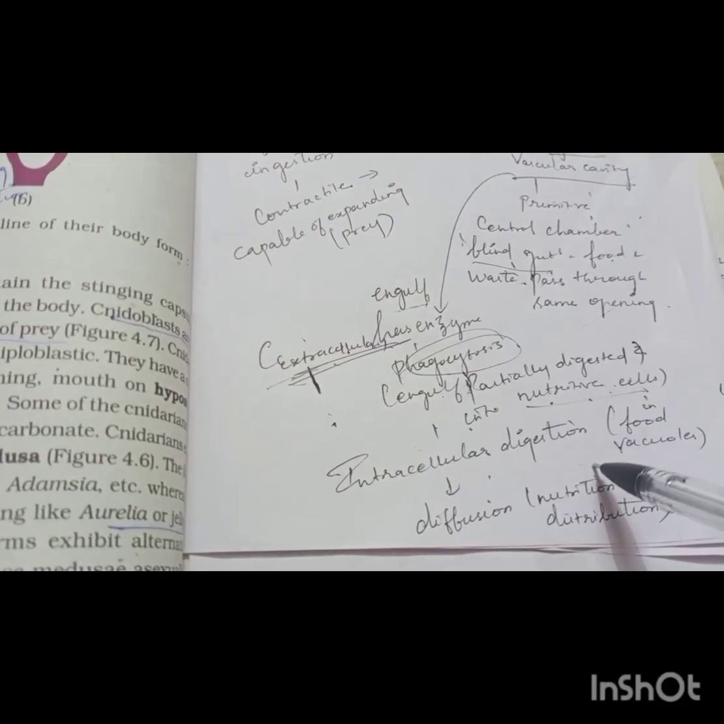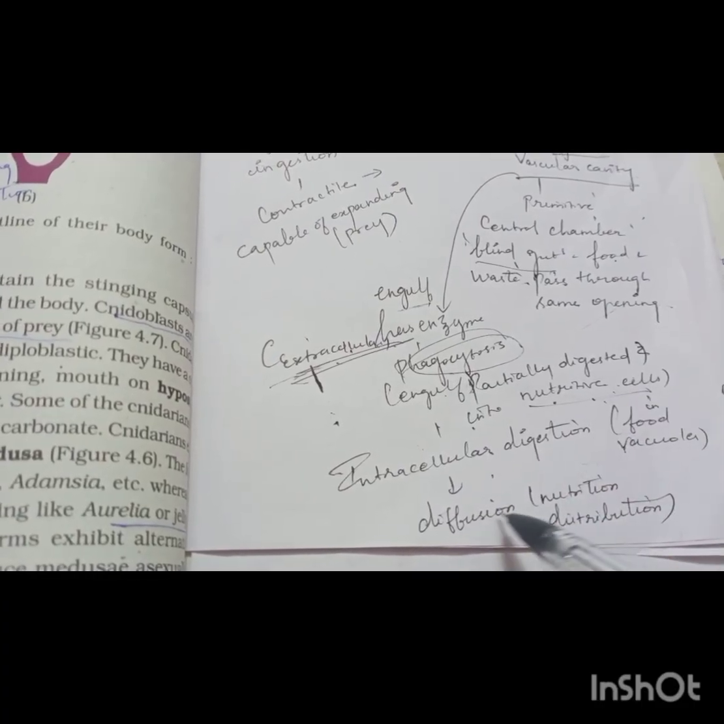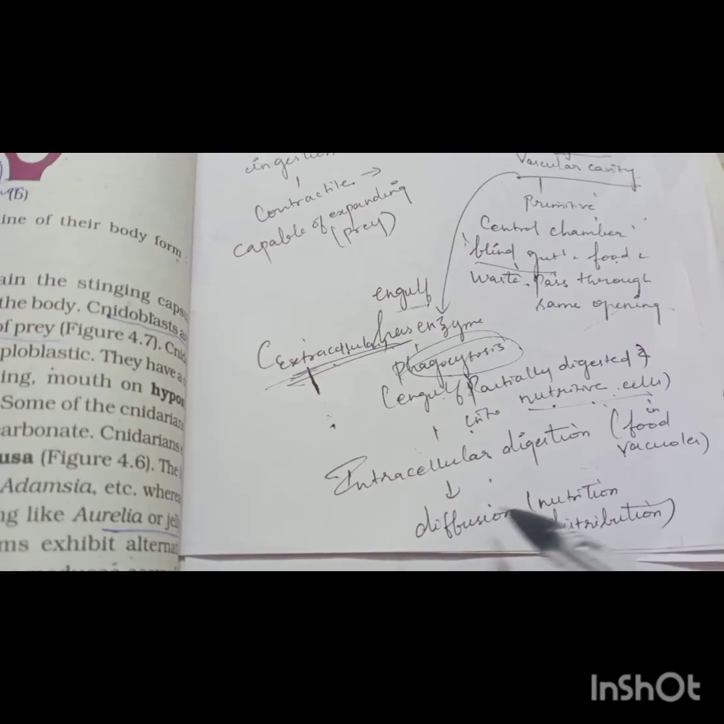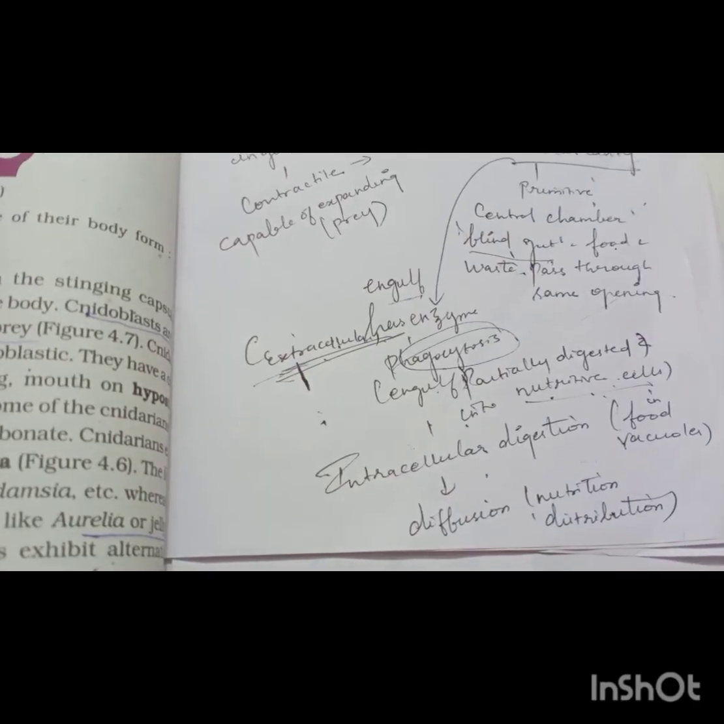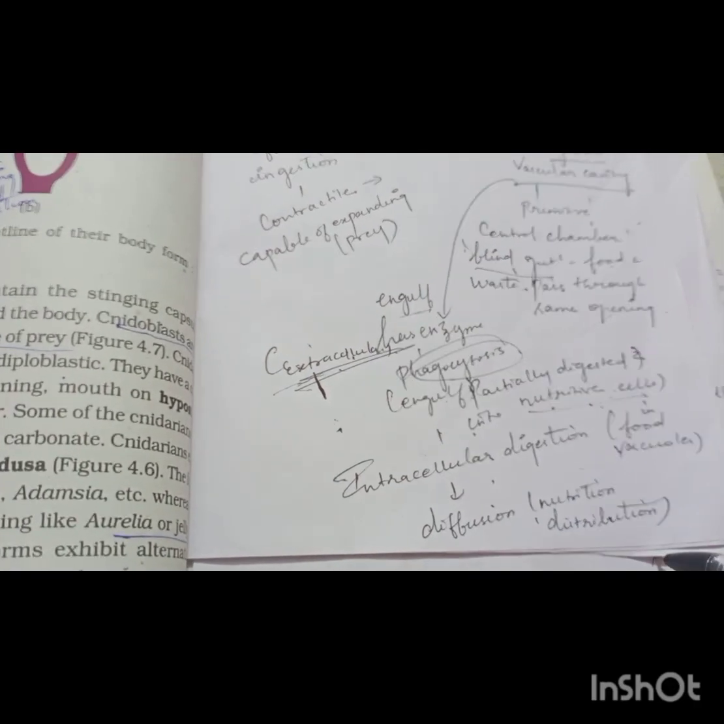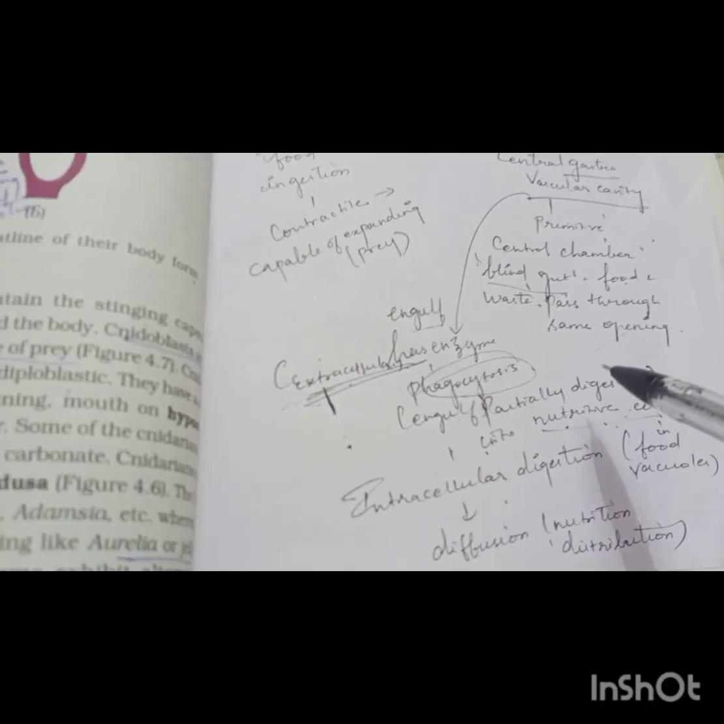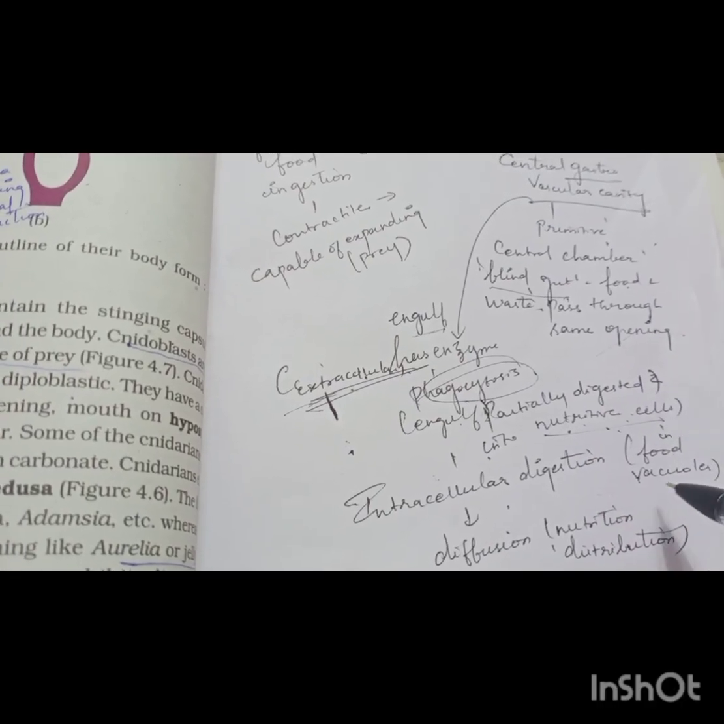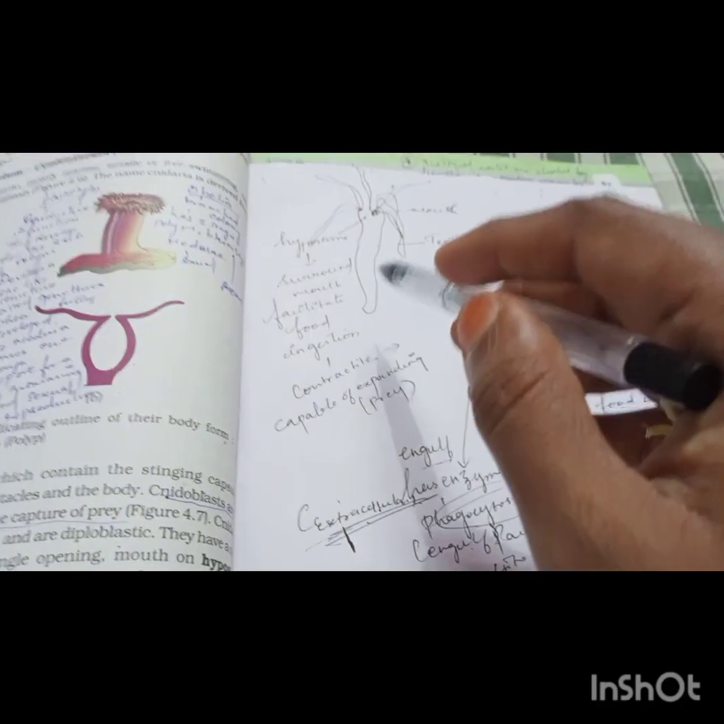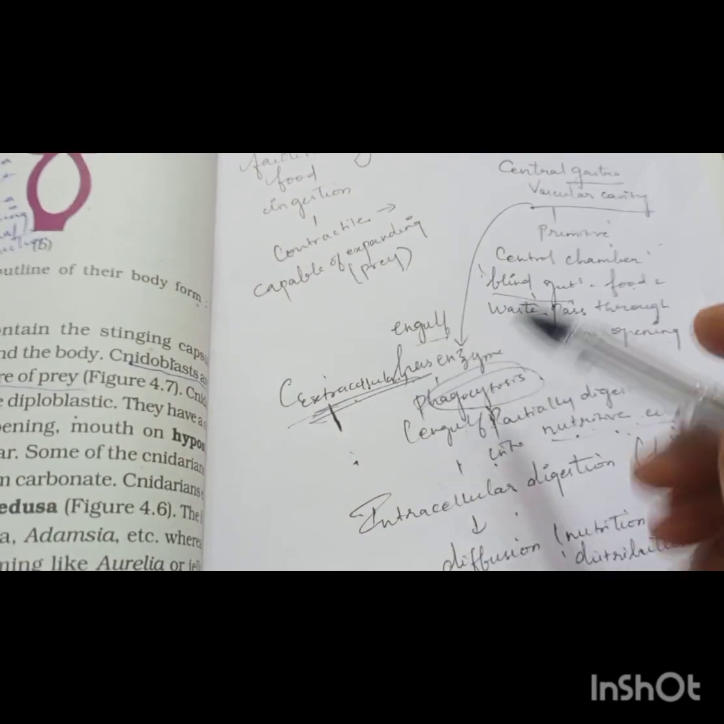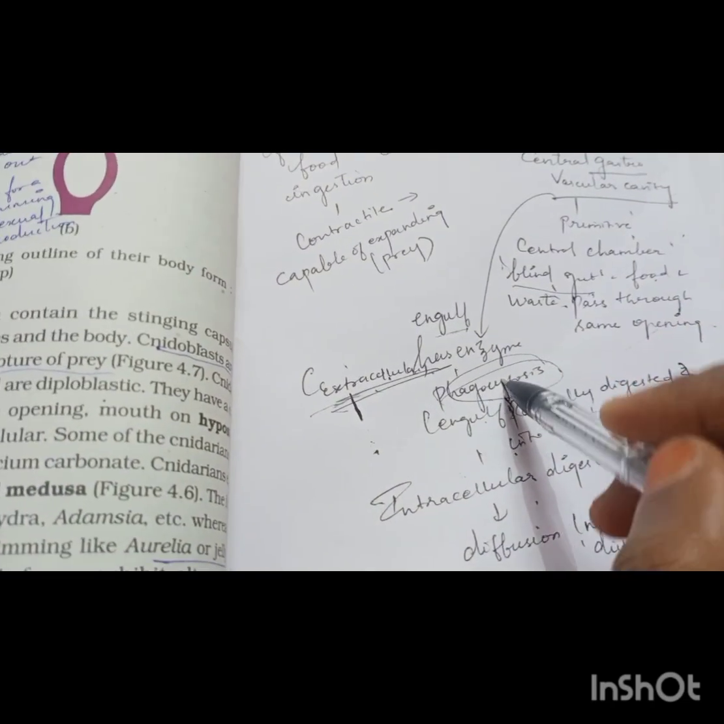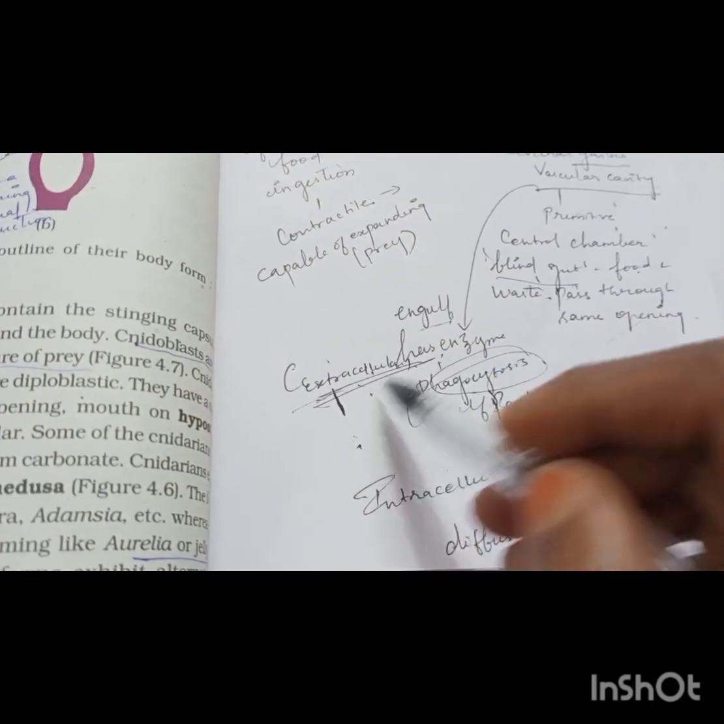And after this, the diffusion will take place, by which the nutrition will be distributed to various parts of the body. These nutritive cells will be present in the food vacuole. So here first it will engulf the prey, and some enzymes will act on it, and this process is called extracellular digestion.